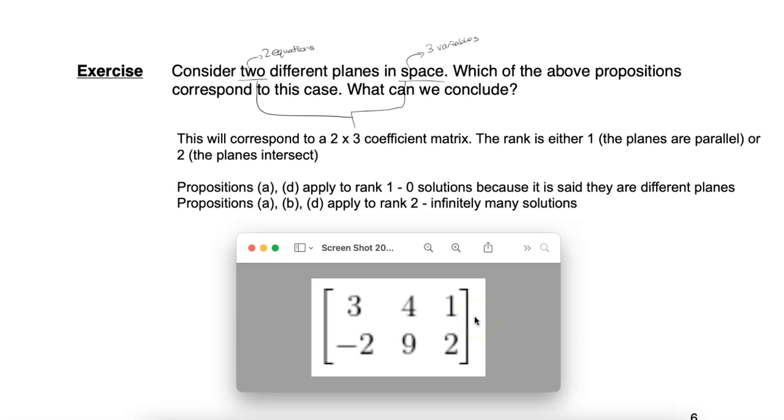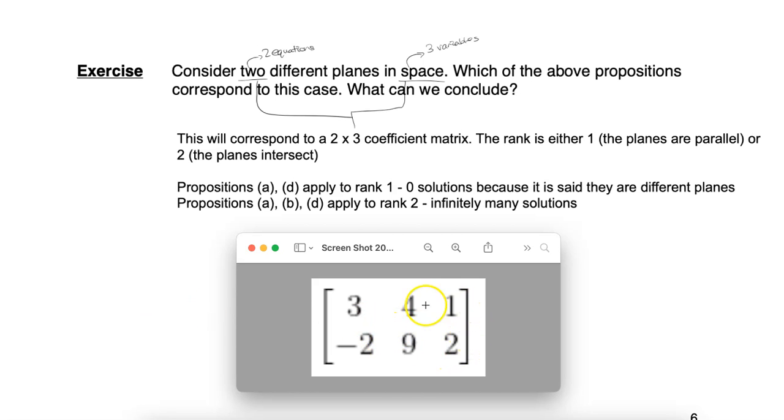The rank would be 1 if these 2 rows were multiples of each other. So 3x plus 4y plus z equals 9, and then 6x plus 8y plus 2z equals 100 million. These would be 2 different planes, but the rank of the coefficient matrix would be 1. And these 2 planes would be parallel.